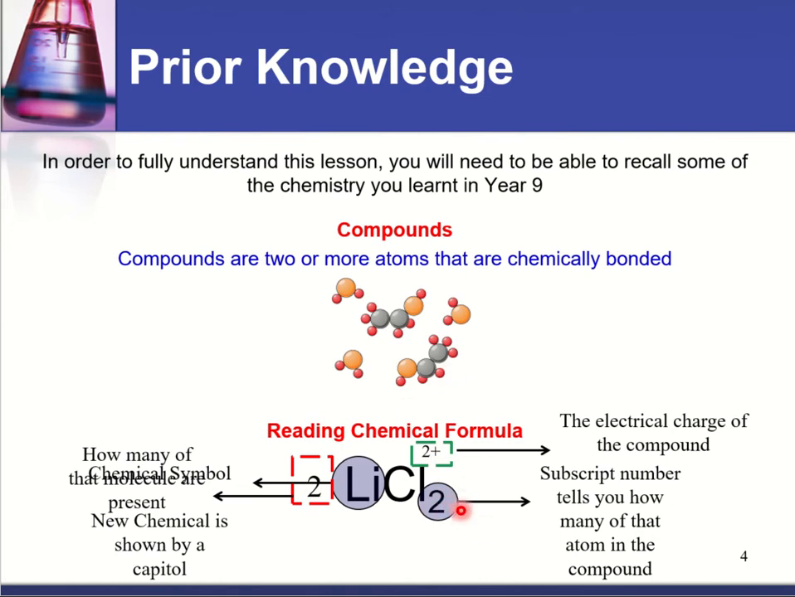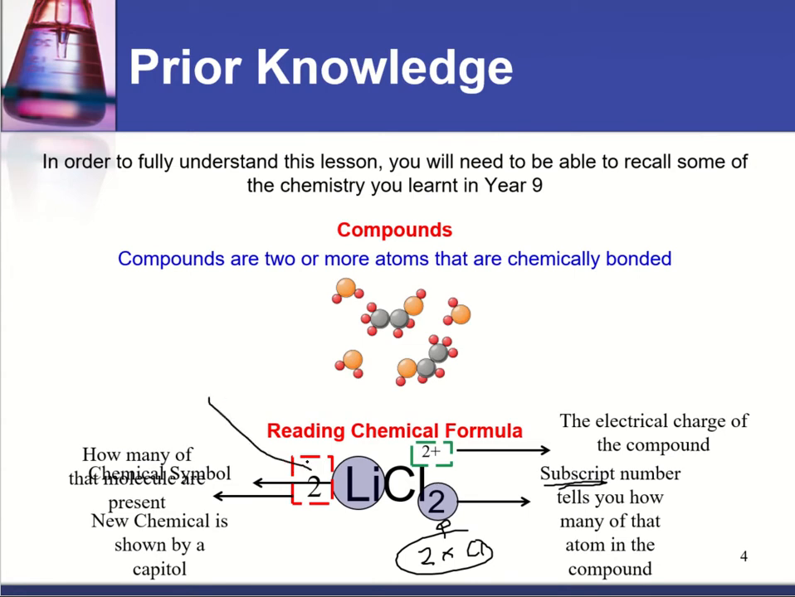Okay? So I want to quickly highlight what each of those different numbers mean, and what you can interpret from that. This little 2 down here, we call that a subscript. A subscript just tells us how many atoms we have. So here we have 2 chlorine atoms. That's what this 2 is trying to represent.